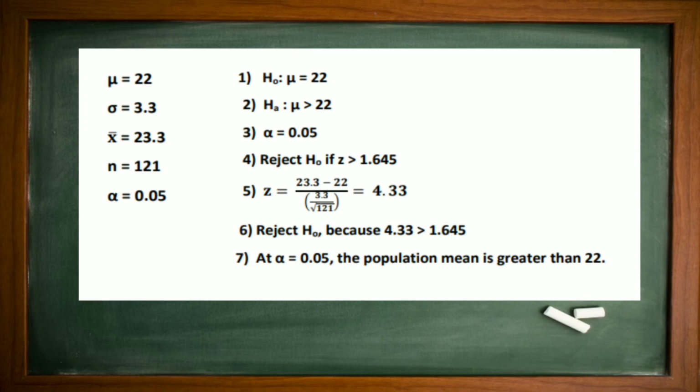Okay, so step 7. State conclusion clearly in words. Okay, so at a significance level of 0.05, the population mean is greater than 22. So yan po yung ating 7 steps using our critical value approach.